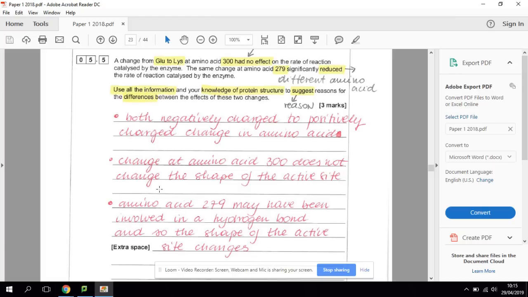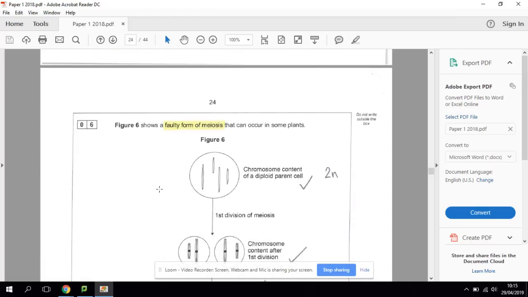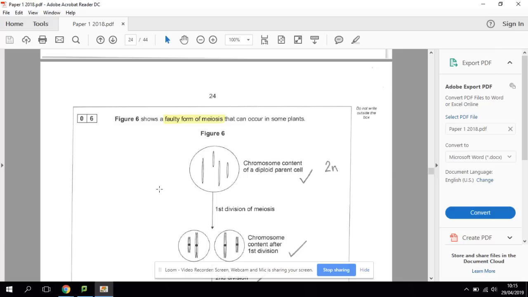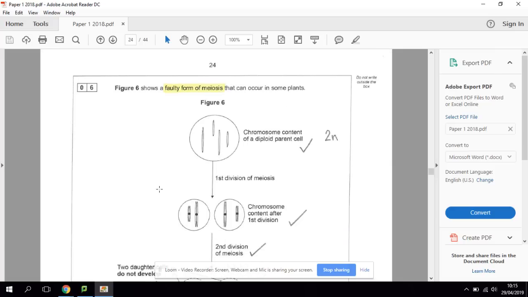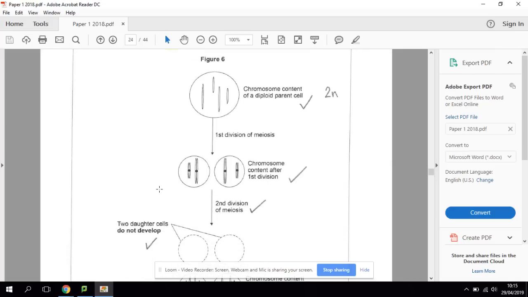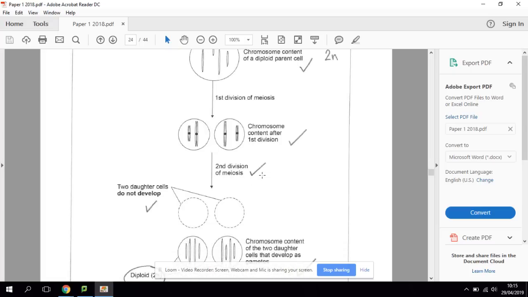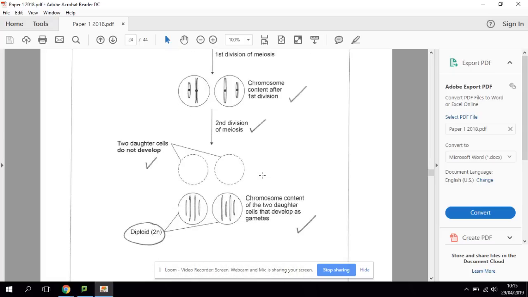Okay, and let's have a look at question 6. So we've got a faulty form of meiosis. What we've got here, of course, is meiosis, with a diploid parent, so we've got 2n. The first division shows you the content of the cells after the first division, and the second division shows you that rather than getting four haploid cells, we are going to get only 2 cells, and both of them are diploid.